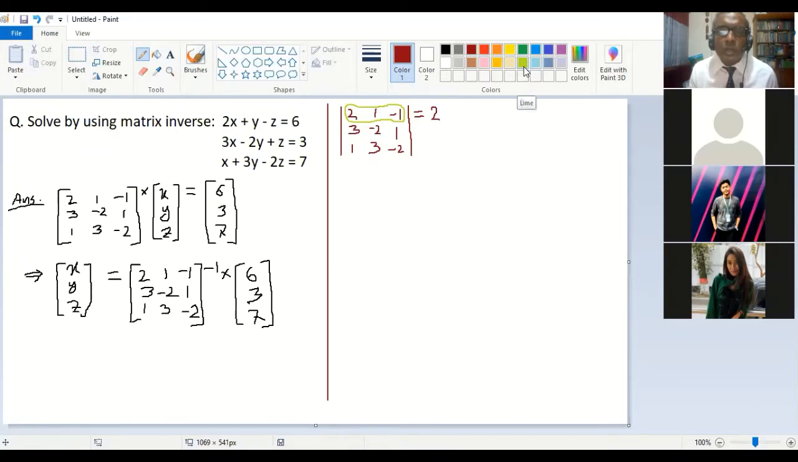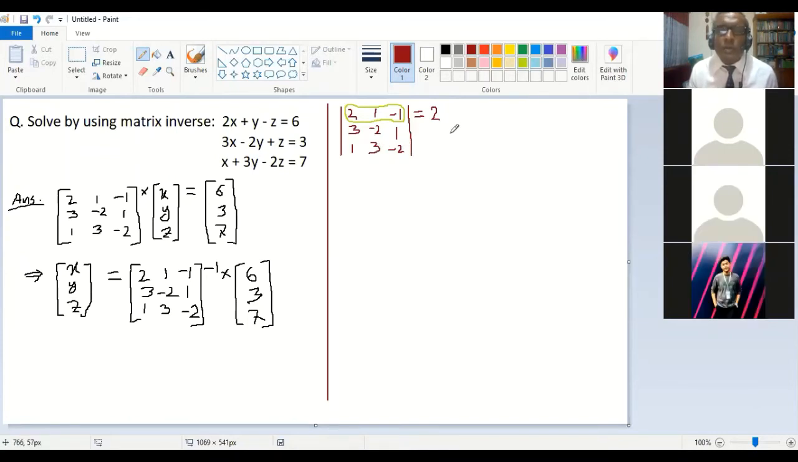cofactor will be what? Minus 2, 1, 3, minus 2. Okay, so I'm not writing the whole thing. Let me just put down the values. Minus 2 into minus 2 is 4, and then 3 minus 1 is 3. Yes, so this is the number. And then minus 1, the cofactor will be 1, 3, 1, minus 2. Right, so 3 into minus 2 is minus 6, and then minus 1. Is it okay?